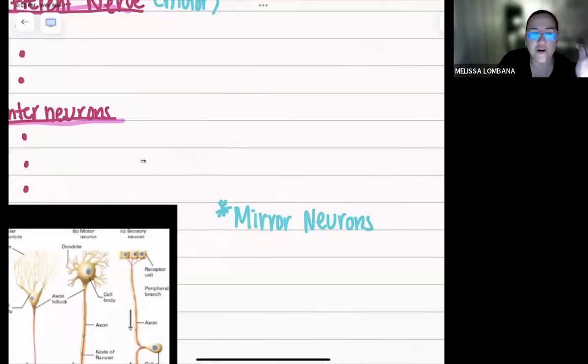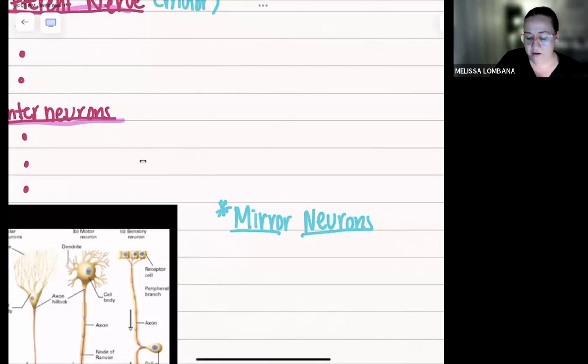Okay, so mirror neurons are basically activated. These neurons are all over, and what they've noticed is that when we're watching other people perform or do something, our neurons will be activated the same as if we were doing that. Okay, and this is where we get that neuroplasticity. This is where we get observational learning.